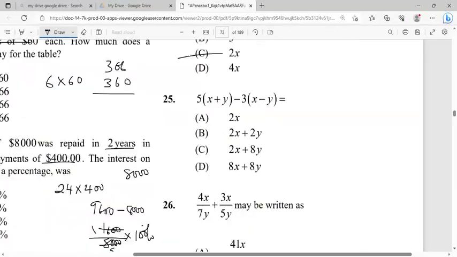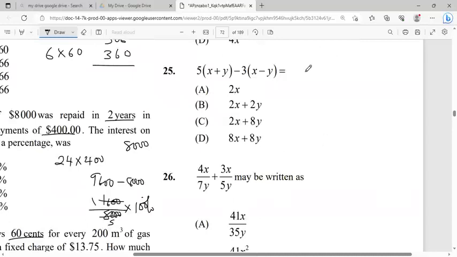All right, so now we have 5 bracket X plus Y minus 3 bracket X minus Y. So let's expand the bracket because that's what the bracket means. 5 times X gives us 5X. 5 times Y gives us 5Y. Very easy so far. Negative 3 times X gives us negative 3X. And negative times a negative, that's positive.